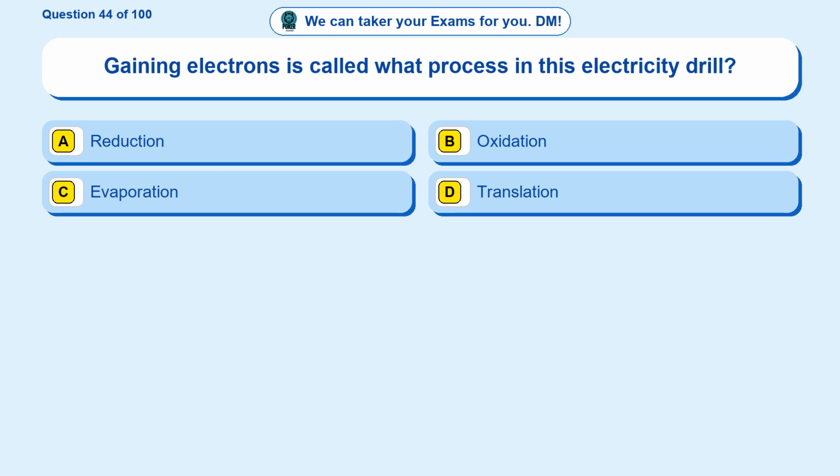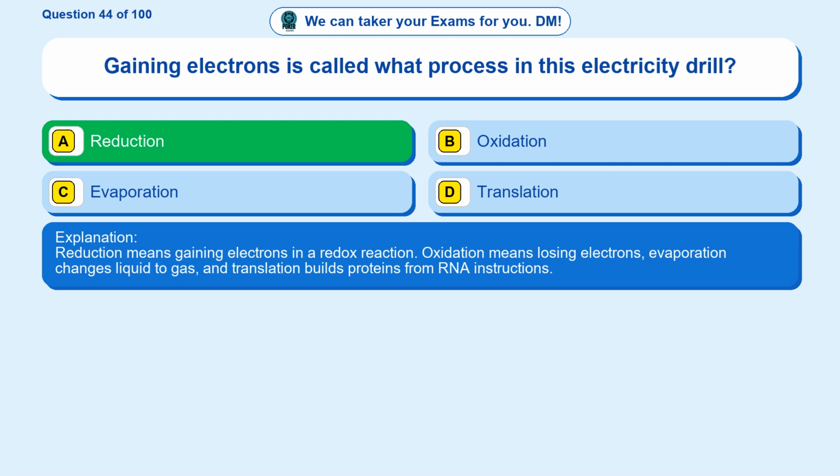Question 44. Gaining electrons is called what process in this electricity drill? Option A, reduction. Option B, oxidation. Option C, evaporation. Option D, translation. The correct answer is option A, reduction.